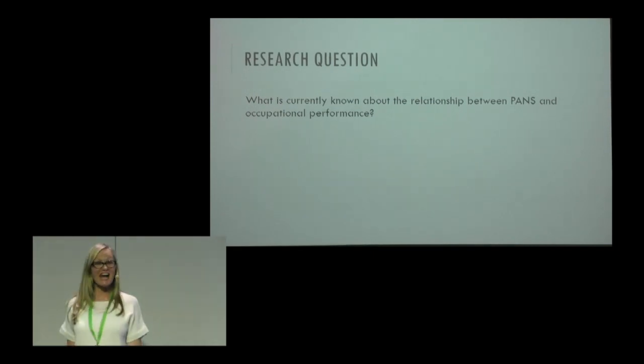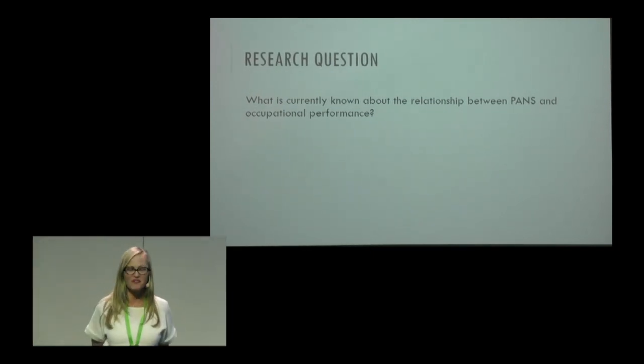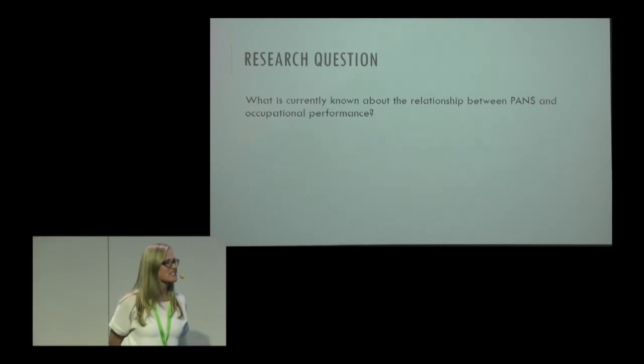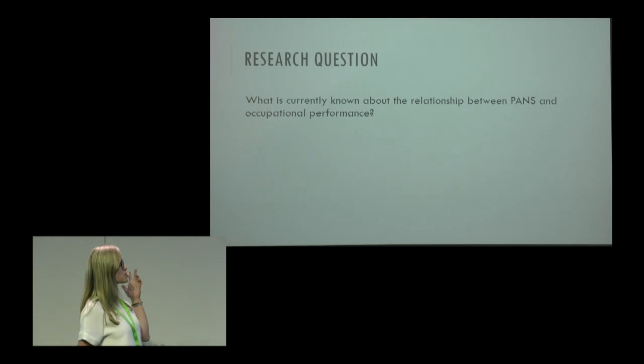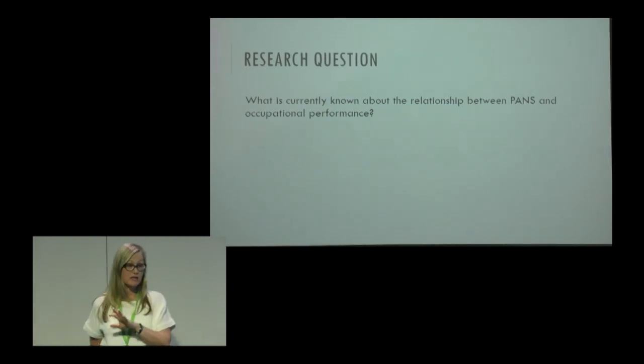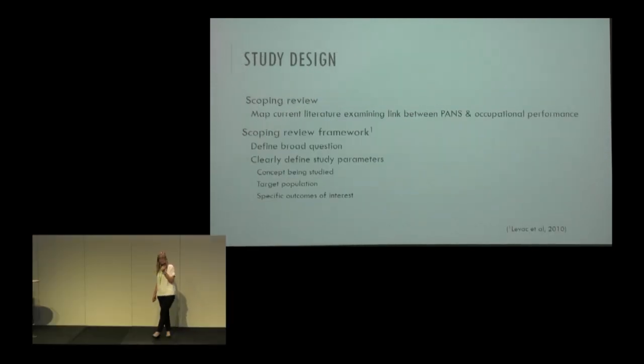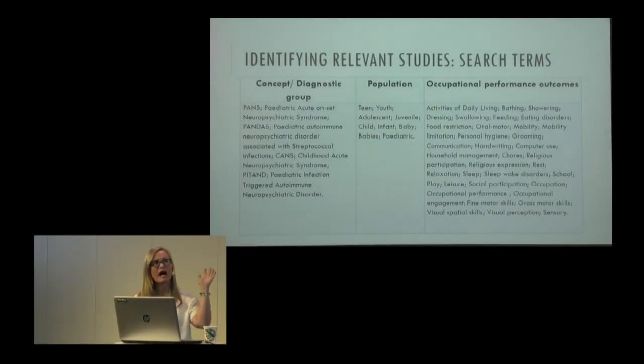So what I want to talk to you today about is the first part of my PhD. I'm 18 months into my PhD and I have started with a scoping review to map out what is currently known about the relationship between PANDS and occupational performance. So I'm using a scoping review because there's not enough literature out there to do a systematic review, and I'm using Levac's framework to guide me. And these were the key search terms. I'm not going to go through them all, but you can see that we looked at the diagnostic group and all of the different names that it has gone by in the past, the population, and then some key terms around the occupational performance outcomes.